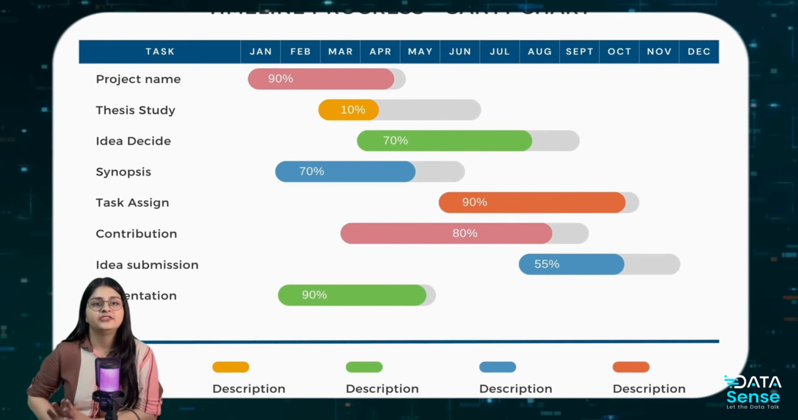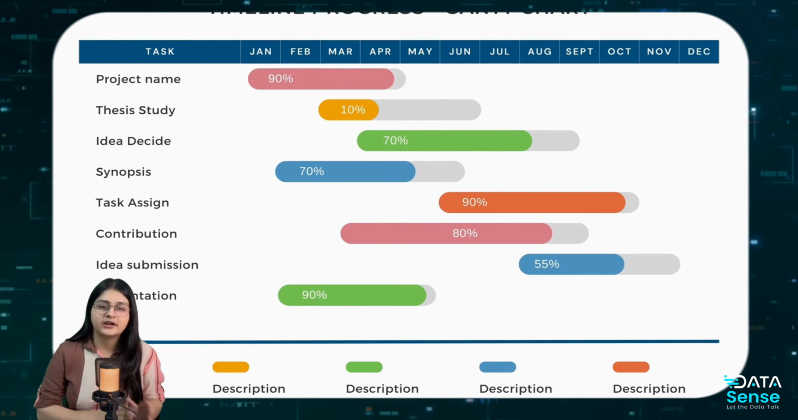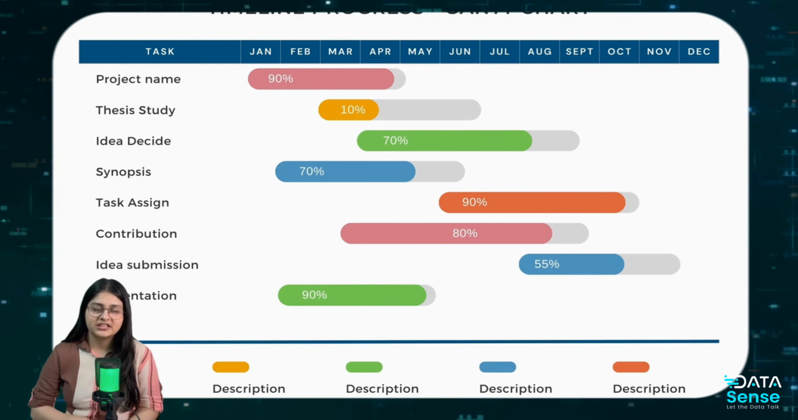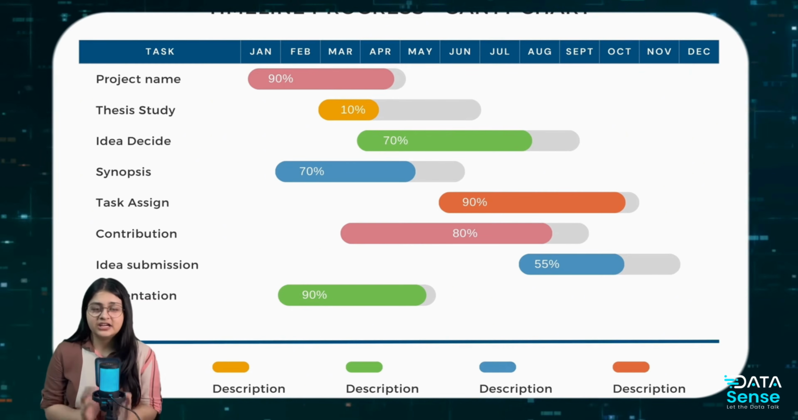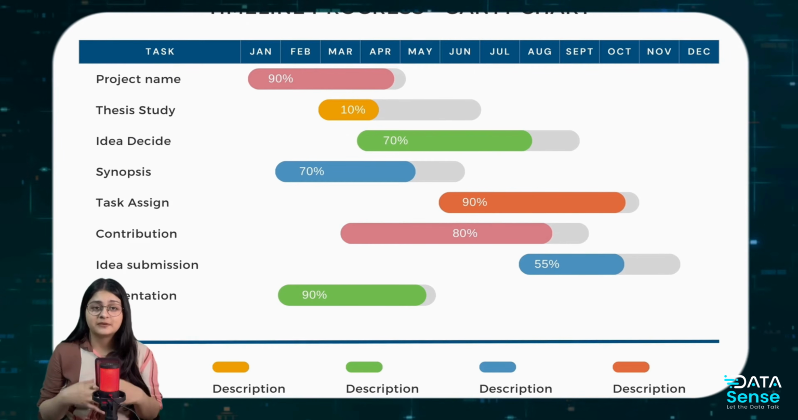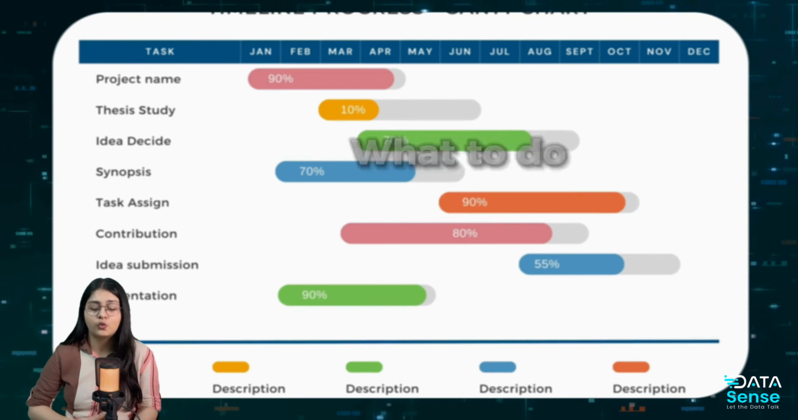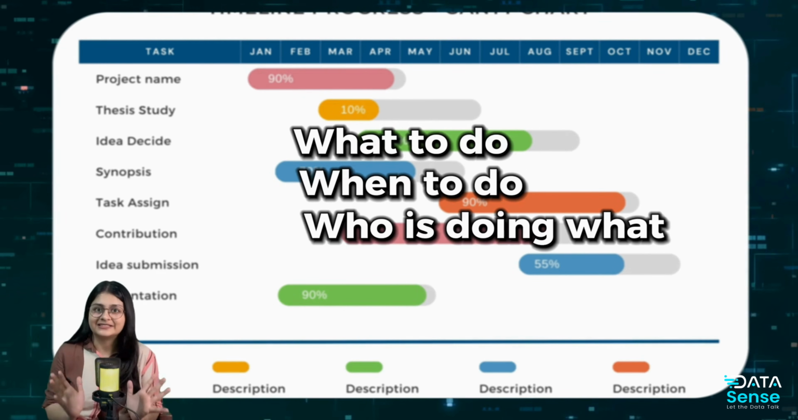Each task will have its own colored bar that will show how much time it will take, and when it will start and end. Plus, you can see who is in charge of each task and if there is any task that needs to be done before another one starts. So a Gantt chart makes it super easy for you to know what to do, when to do it, and who is doing what, all at a glance.